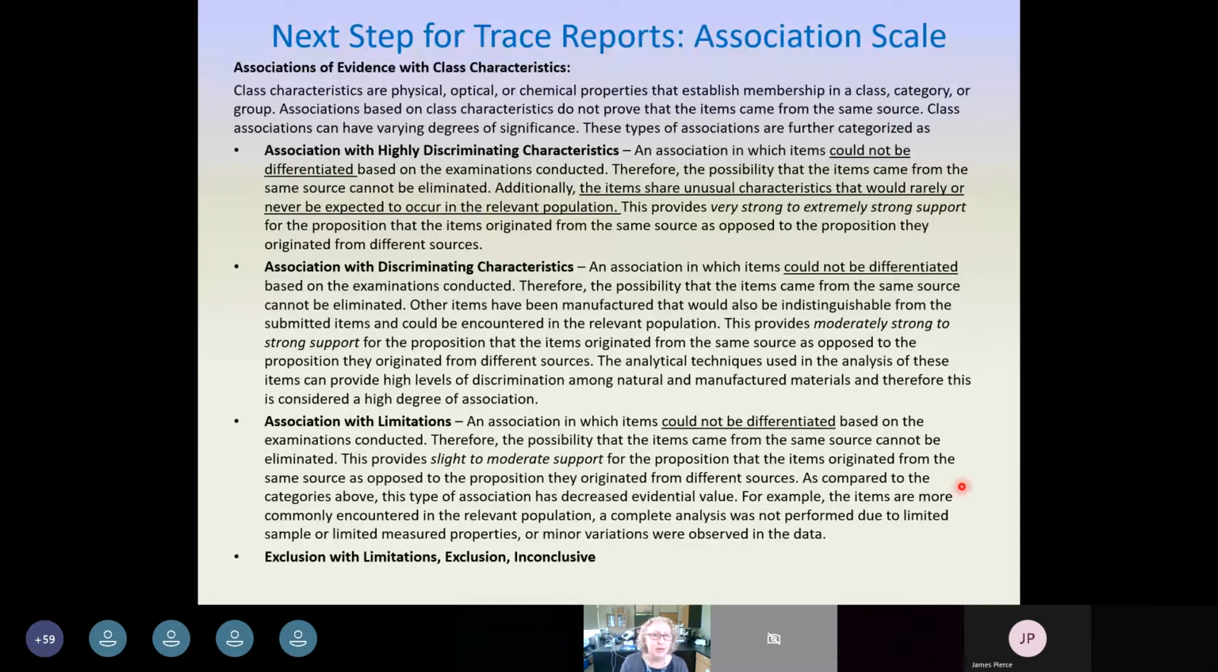Or then the lowest category, which would be association with limitations, is yes, we can't tell any difference here, but it seems like it's a very common type of item. So plastic bags would probably fall in this category. Yes, these two plastic bags, one from the crime scene and one from the suspect's garage, are identical in every characteristic that we tested, but how many other plastic bags are out there that are just exactly the same? Probably a pretty large number. So that would fall in this lower category.